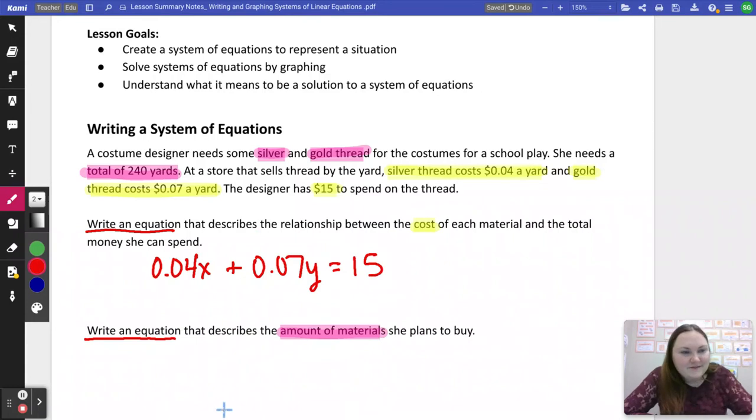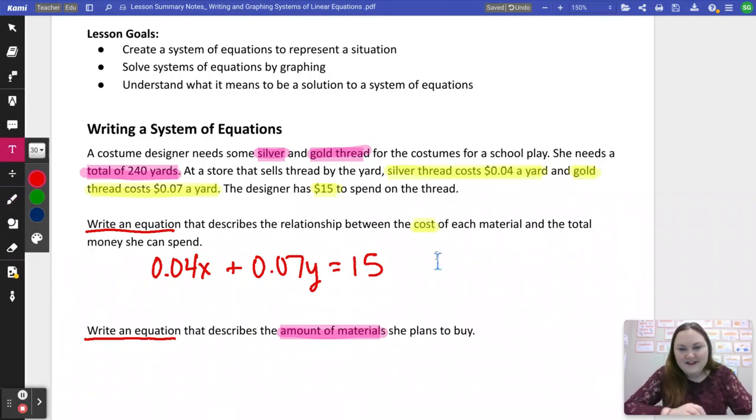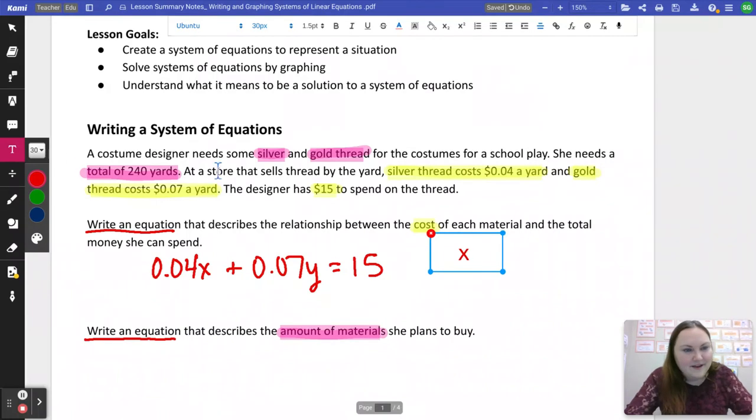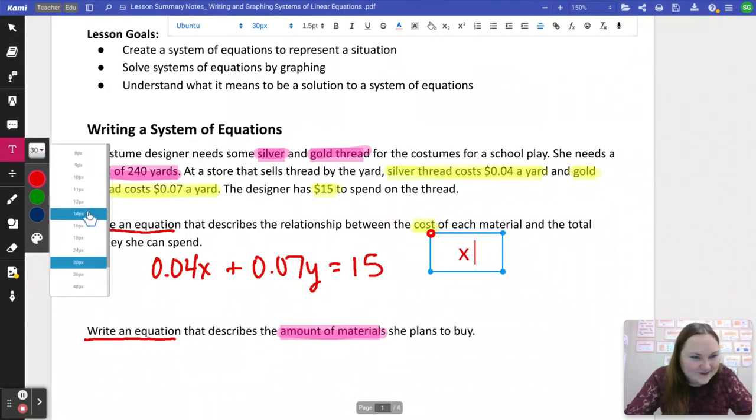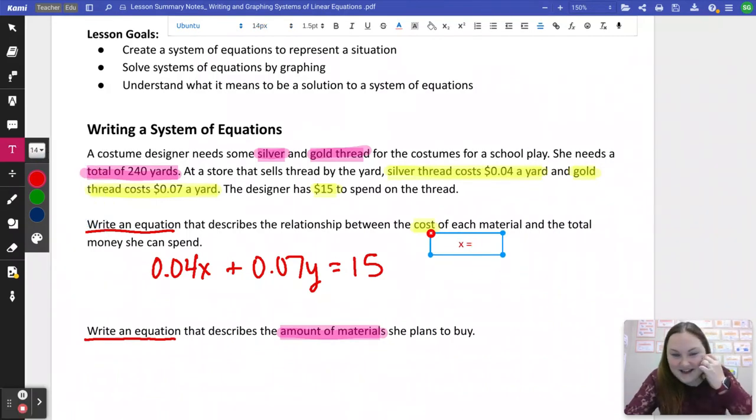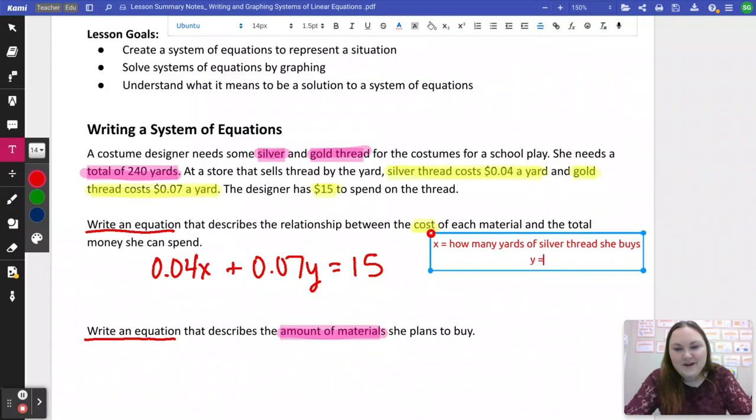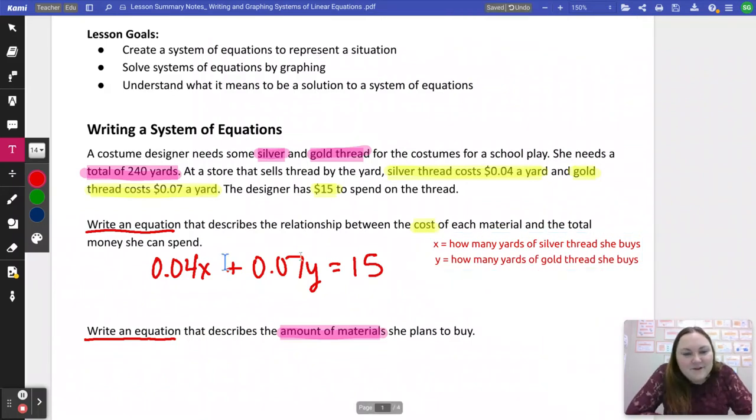And I might include off to the side as well that X is going to represent how many yards of silver thread she buys, and Y will be real similar, how many yards of gold thread she buys. So we've got that first equation. Notice I'm pulling out all the numbers that had to do with money because that equation is representing the cost.